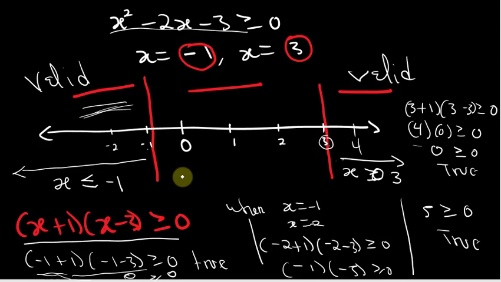Therefore, our truth set is going to be x such that x is less than or equal to -1, that is this defined values, or then this one too, x is greater than or equal to positive 3. So that is the truth set of the quadratic inequality above, that is x squared minus 2x minus 3 being greater than or equal to 0, using the number line approach.